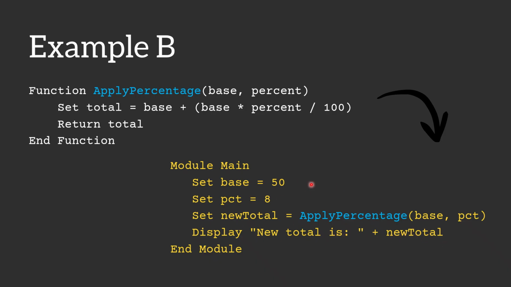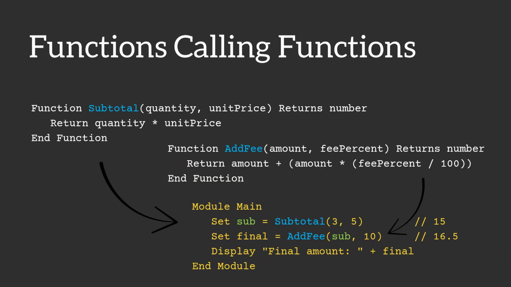So that's your pseudocode for creating this function and then utilizing it in our main module. Now, here's another example where we've actually got two functions that are being called in this main. And when we go to utilize this add fee, we're actually utilizing the return value of this first function. So, we can create modules such as that.